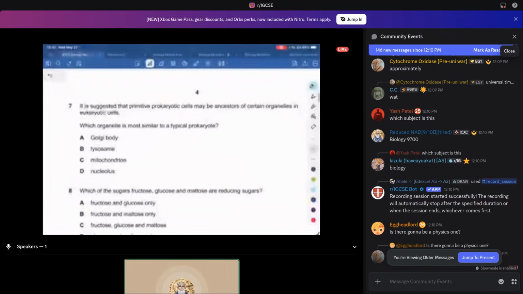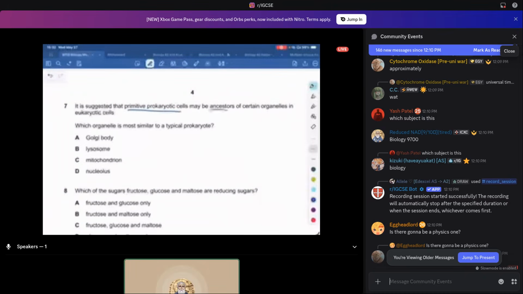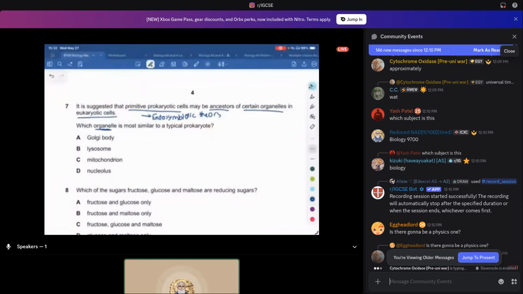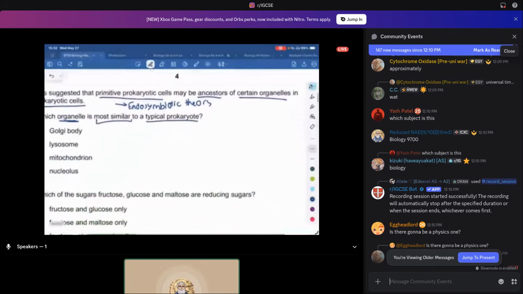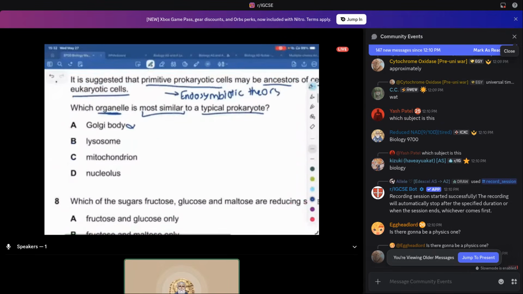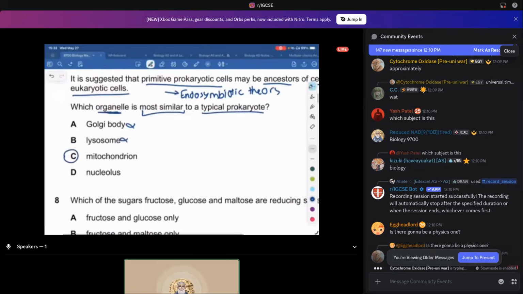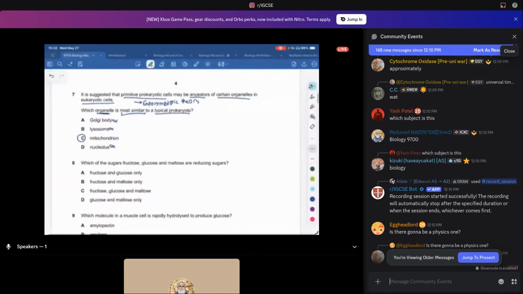Moving on. It is suggested that primitive prokaryotic cells may be ancestors of certain organelles in eukaryotic cells. Now, this is the endosymbiotic theory that we just discussed. Which organelle is most similar to a typical prokaryote? We just said that they are the chloroplasts and the mitochondria. So if we find either of those, that's the answer. Golgi body, no. Lysosome, no. Mitochondria, yes. Nucleolus, no.